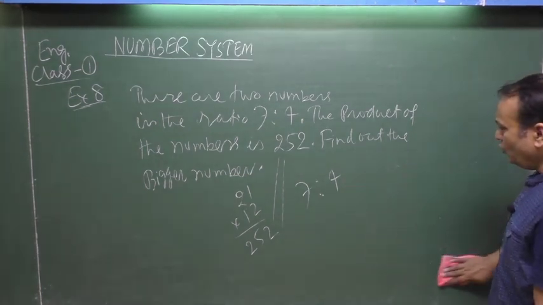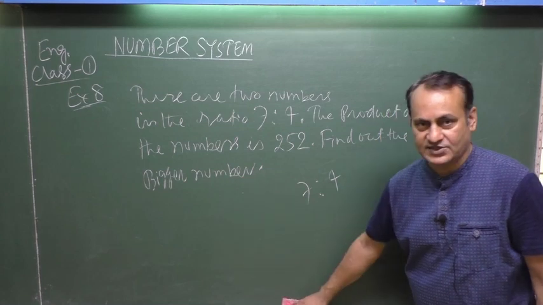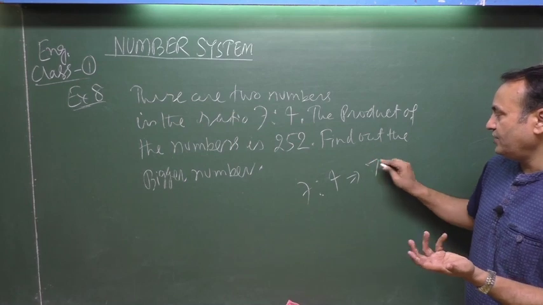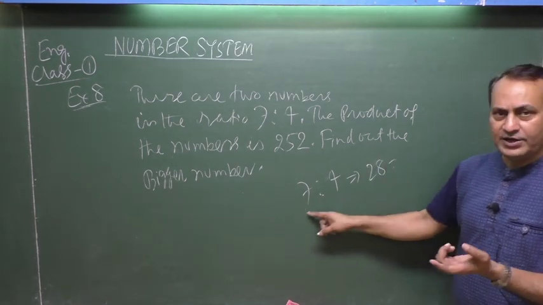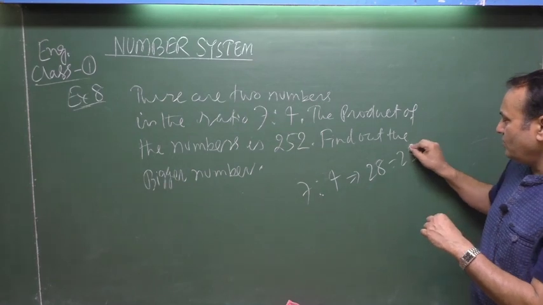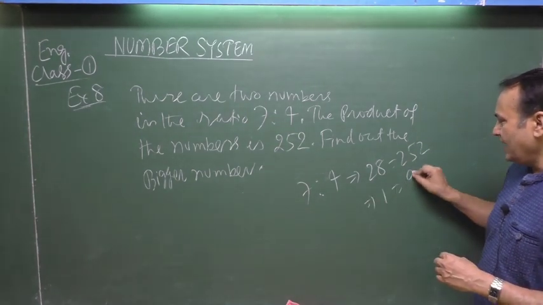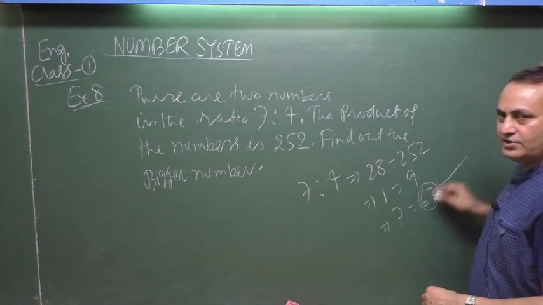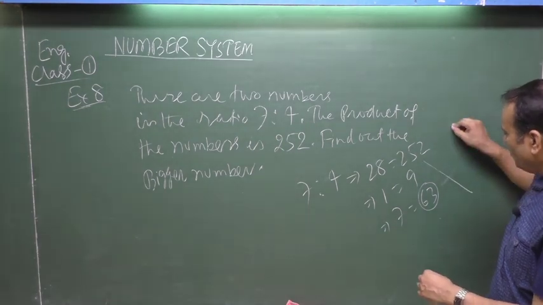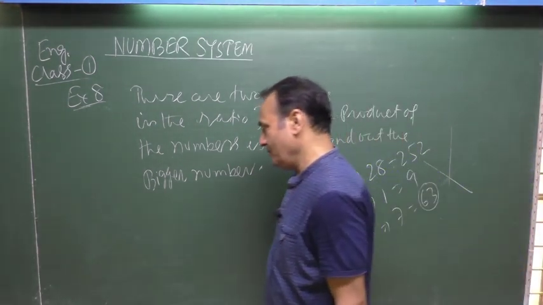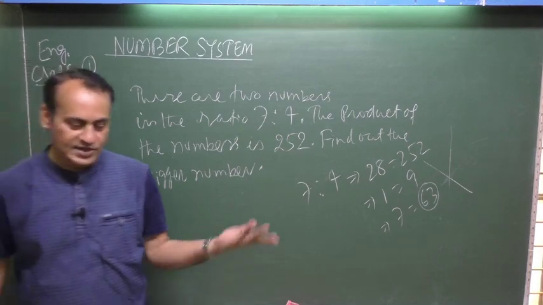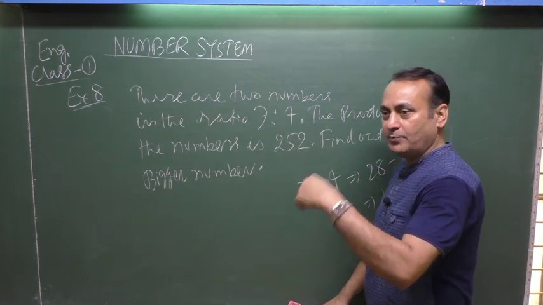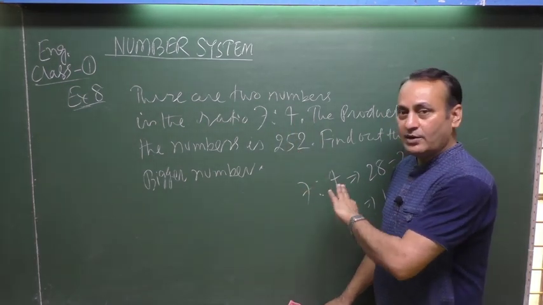Suppose you did not put here x, then what will be the mistake? See here, 7 into 4 is 28, equals 252. 1 unit equals 9, and find out the bigger, 7 units equals 63. And this is absolutely wrong answer. That means you may see here, without supposing x in any types of questions given in ratio and the product is given in question, answer will be wrong.